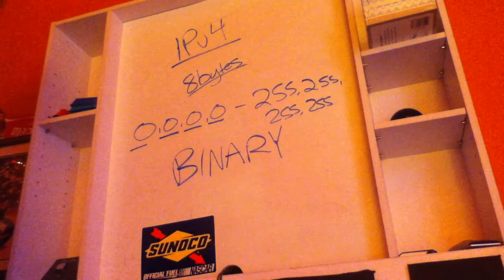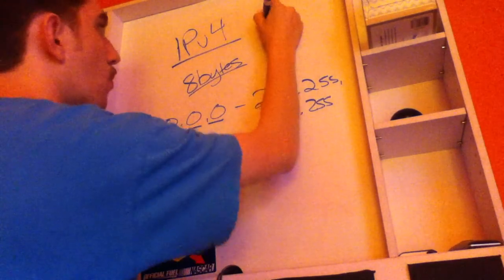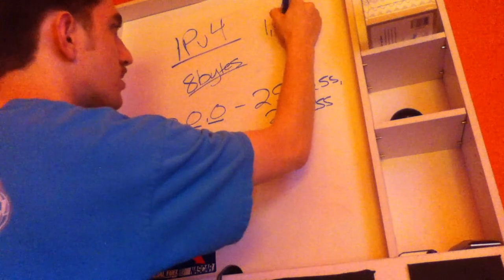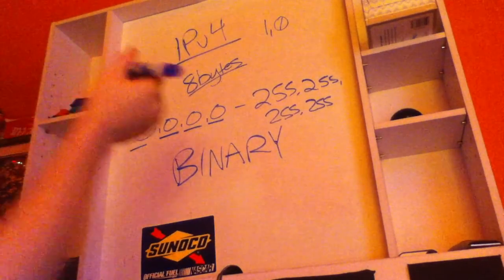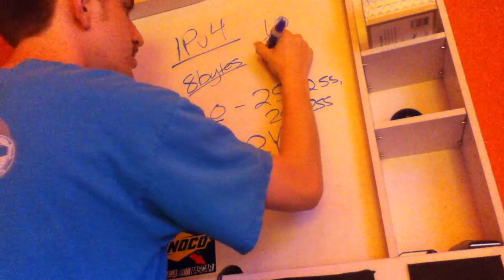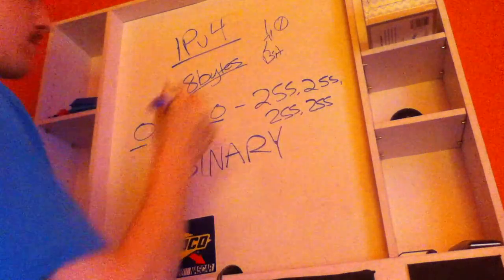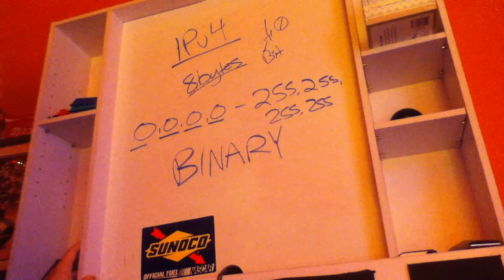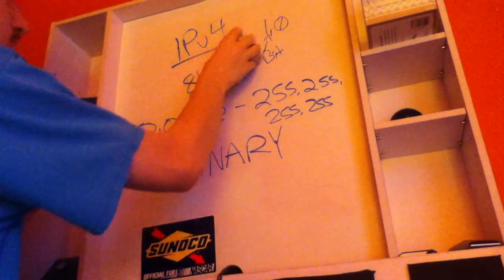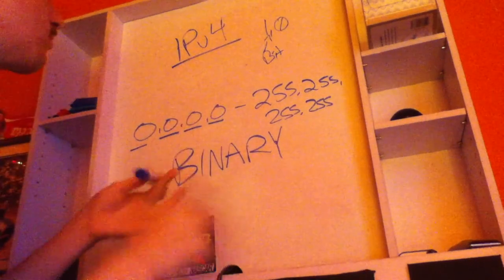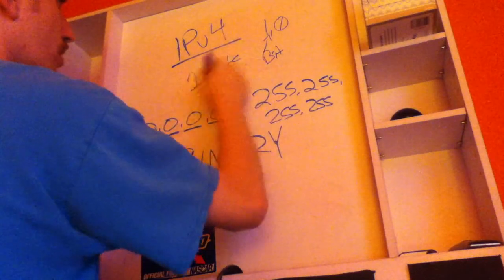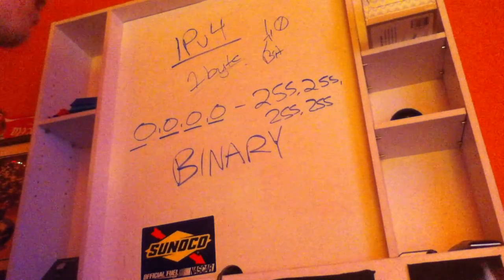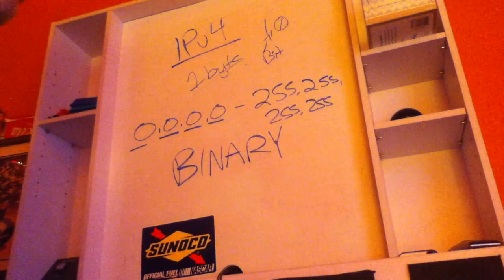Okay, 8 bits. So let's do 1 and 0. You probably know that's binary. 1 and 0 is binary. Are you getting that? Good. So, these right here, one of these is a bit. Now, 8 bits equals 1 byte, okay? Sorry about that. 8 bits equals 1 byte. Or whatnot, okay? Am I getting a little confused? I probably am.